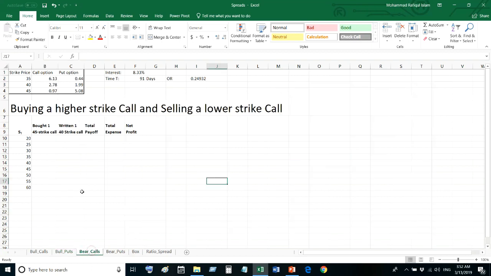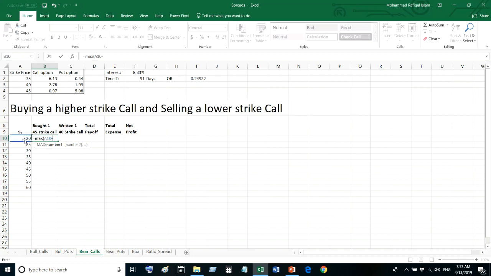Let's make a bear spread. What is a bear spread? As we said earlier, a bear spread is just the opposite of the bull spread, buying a high strike call and selling a lower strike call. So we bought the 45 strike call and wrote the 40 strike call. So the payoff should be maximum of spot price negative strike price, strike price is 40, negative or 0. That's the payoff.